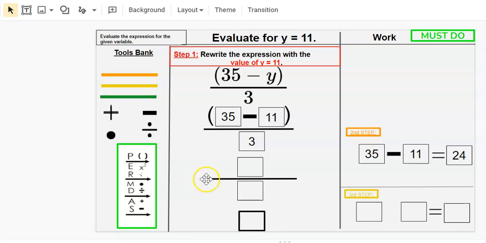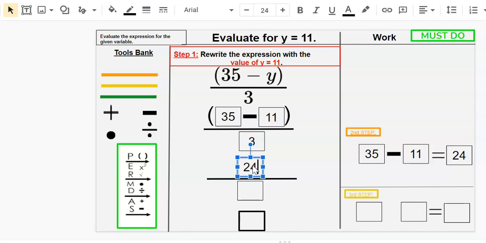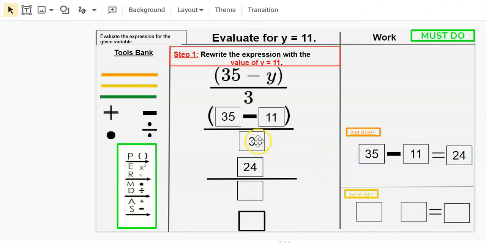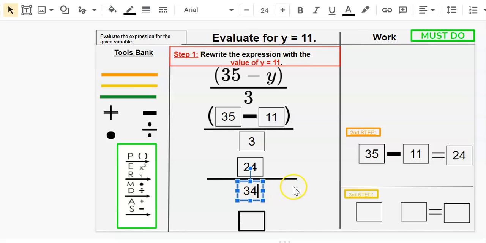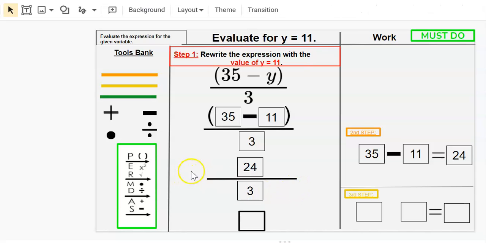So now that I've gotten that 24, that's the number that's going to stay on top of this divided by or fraction bar. So now I'm going to have a 24 right here. And then I haven't used that 3. So I'm putting that 3 right here. Oops, just 3, not 34. And we actually left that fraction bar there for you to see what that looks like. Okay, so this kind of looks like a fraction where 24 is the numerator and 3 is the denominator.